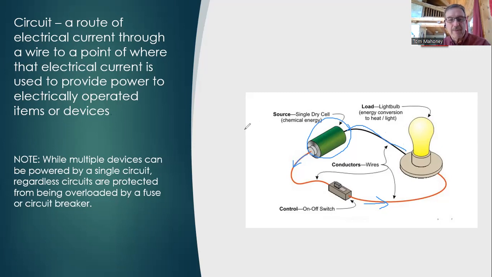While multiple devices can be powered by a single circuit, regardless, circuits are protected from being overloaded by a fuse or a circuit breaker. So somewhere in here, we would have a circuit breaker, or it might be over here. Generally, the circuit breaker would come... hard to say. It could be before the switch. Sometimes it's after the switch, depending on the choice. I typically like to see them before the switch. So if we have a short or something happen in the switch, we're going to be protected throughout the entire circuit. This doesn't matter as long as we're on the positive side, the circuit breaker should work.